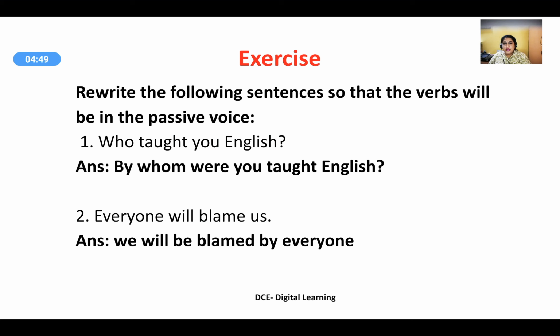Rewrite the following sentences so that the verbs will be in the passive voice. Who taught you English? So the answer will be, by whom were you taught English? Remember, any sentence that starts with a W question should also start with the same, except for who, which translates to whom. So here the answer is, by whom were you taught English? Everyone will blame us. We will be blamed by everyone.